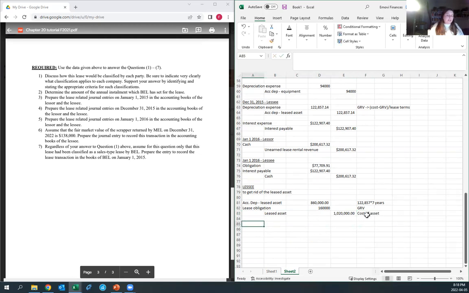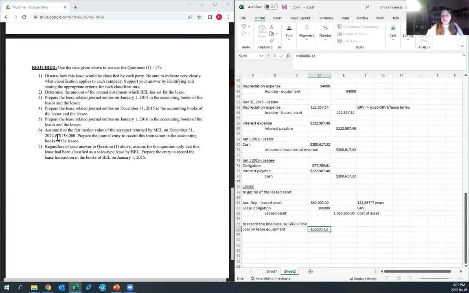Then to record the loss, you're going to have a loss on lease equipment of 160,000 minus the amount here of 138,000, and that you're going to pay in cash to the lessor. So here.